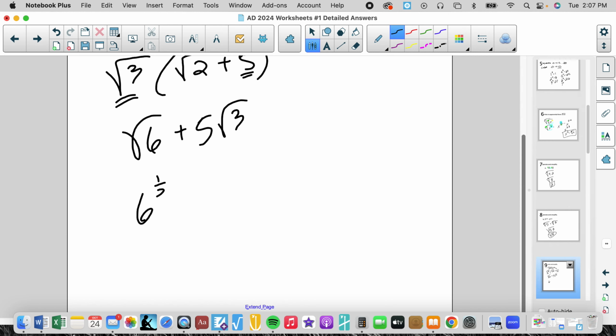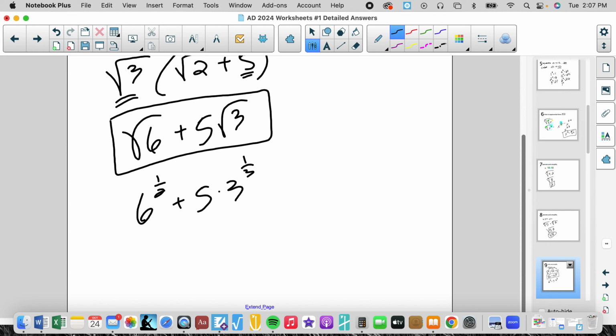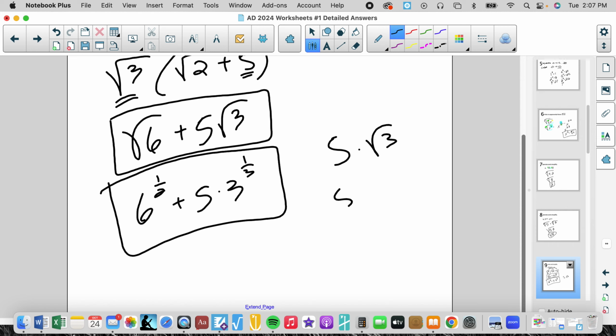So we could see it like this: 6 to the 1/2 plus 5 times 3 to the 1/2. That's probably not so lovely, but I guess they'd probably want that answer, only because we can't combine them. That's one way of writing it. Think about it, that's 5 times rad 3. 5 is just 5, and rad 3 is 3 to the 1/2. So that's why we're writing it in that manner.